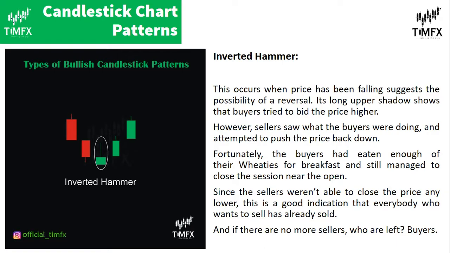Number 3, inverted hammer. This occurs when price has been falling, and suggests the possibility of a reversal. Its long upper shadow shows that buyers tried to push the price higher. However, sellers saw what the buyers were doing and attempted to push the price back down. Fortunately, the buyers had eaten enough of their Wheaties for breakfast and still managed to close the session near the open. Since the sellers weren't able to close the price any lower, this is a good indication that everybody who wants to sell has already sold, and if there are no more sellers left, who are left?